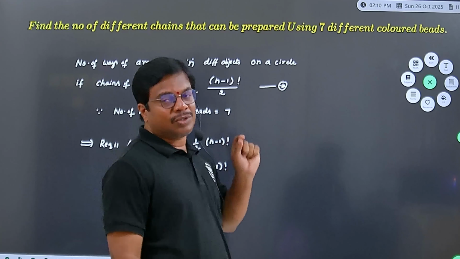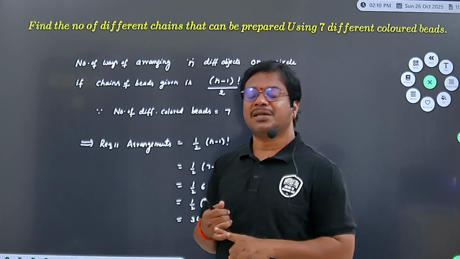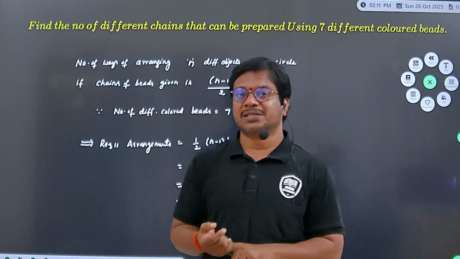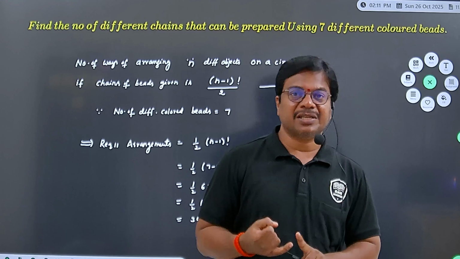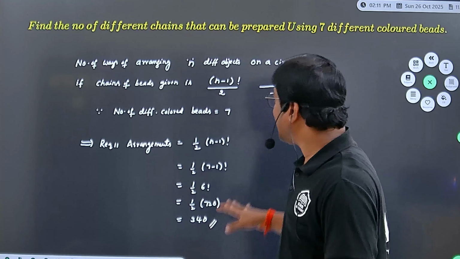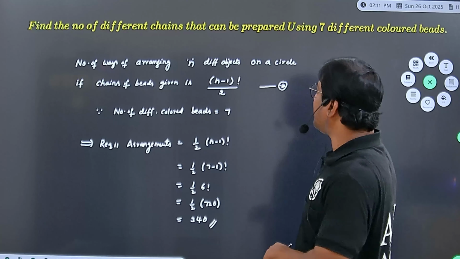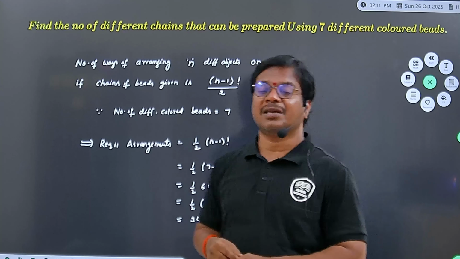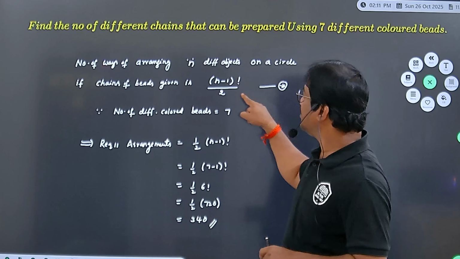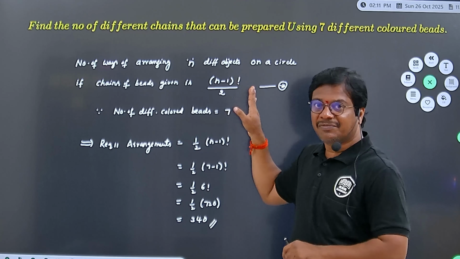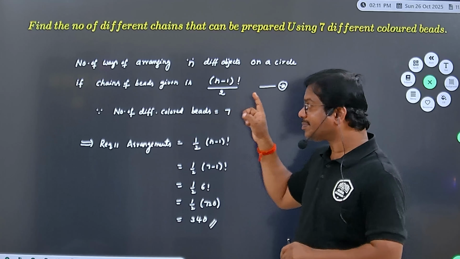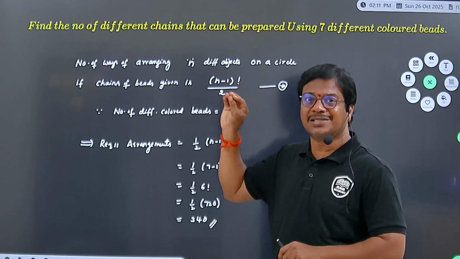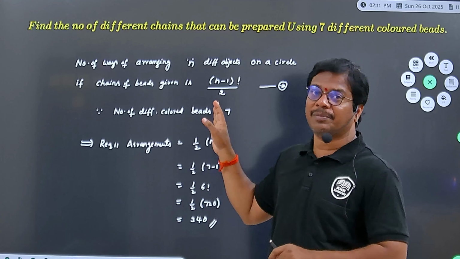Yes, so from question number 6 we get only the questions from the permutations concept, maybe linear permutation or circular permutation. Remember that in case of circular permutations, if the questions are asked based on chains of beads or garlands of flowers, then (n minus 1) factorial must be divided by 2. And for the other circular permutation questions, you have to use just the (n minus 1) factorial formula. You have to remember this.